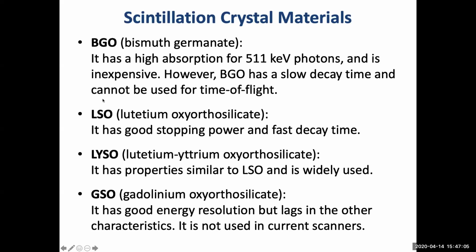There are different crystal materials used in PET scanners. The first one is bismuth germanate, BGO. It has very good absorption, high stopping power for 511 keV, and it is inexpensive. The problem with BGO is its slow decay. That's why it cannot be used with time of flight, the new technology of PET systems. LSO and LYSO are the same principle. LSO is manufactured by Siemens, LYSO by GE, Philips and other companies, but they are essentially the same. It has good stopping power and fast decay time, and it is used for time of flight because of its fast decay time. This characteristic is very good. This is one of the best crystals so far produced for PET scanners. GSO, gadolinium oxyorthosilicate, has good energy resolution but lags in other characteristics, so it is not used in current scanners.